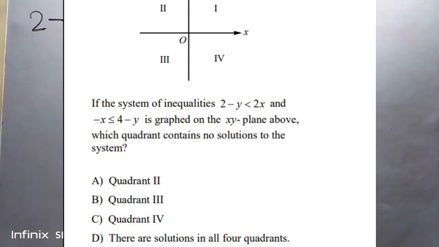So let's look at this. Say the system of inequality 2 minus y is less than 2x and minus x is less than or equal to 4 minus y is graphed on the xy plane. So which quadrant contains no solution to this system of inequality?